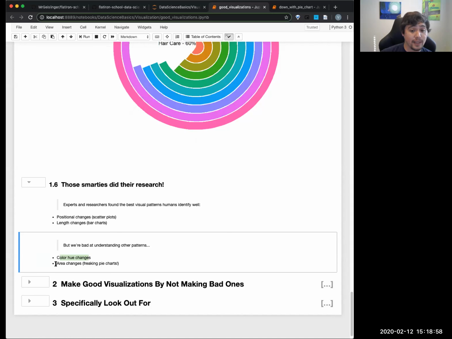Area changes are also really difficult, and this is what pie charts are. On top of that, angles are also really difficult for people to determine. So angles and areas are really bad, which is what pie charts do, and that's why you really shouldn't use pie charts. But anyway, this is what you should focus on. If you want something that's really clear, positional changes, think scatter plots, and length changes, bar charts, are usually a good bet.